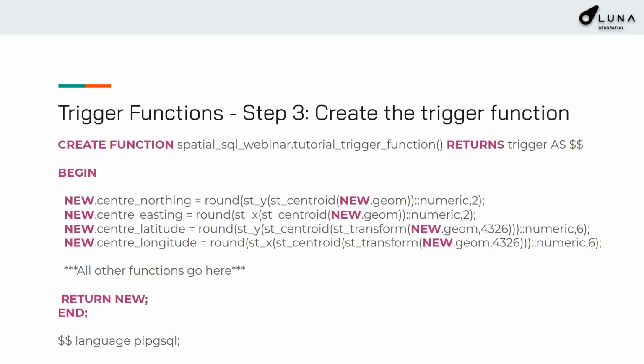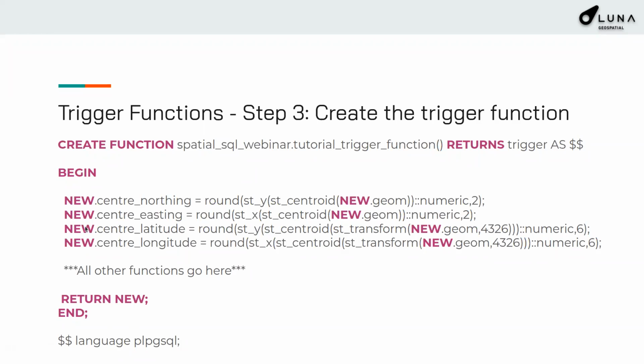And then the second, it says step 3. All right, it's step 2. So step 2 here is actually creating the spatial function. So we have the tutorial trigger function that we're creating. And don't worry about all of this. There's a bunch of blogs and things like this. I wrote one years ago, and I'm going to write a new updated version on the Luna Geospatial website at some point. So we can create this function.